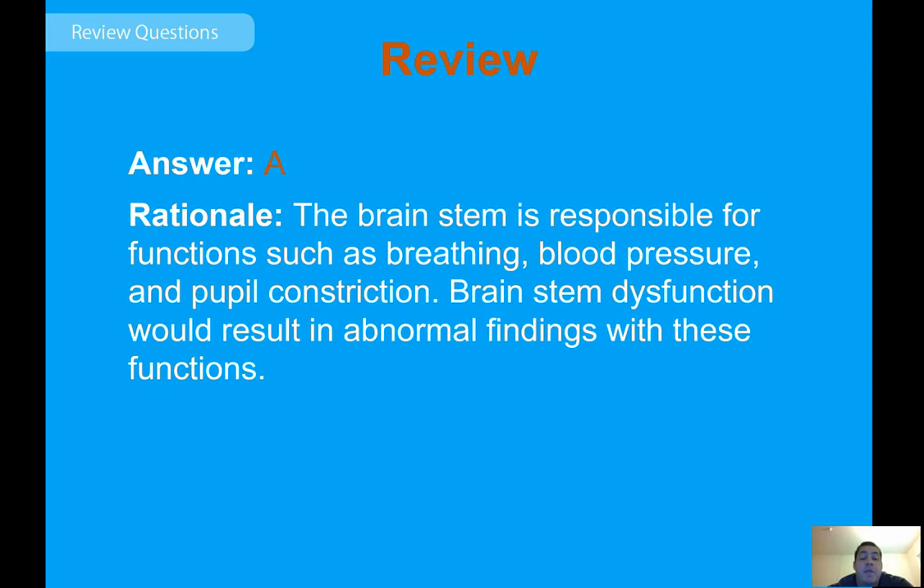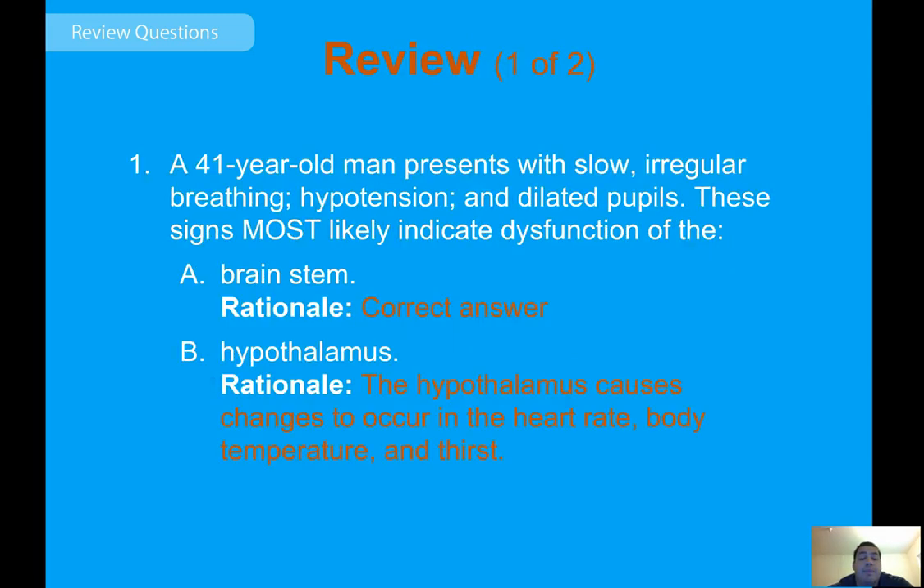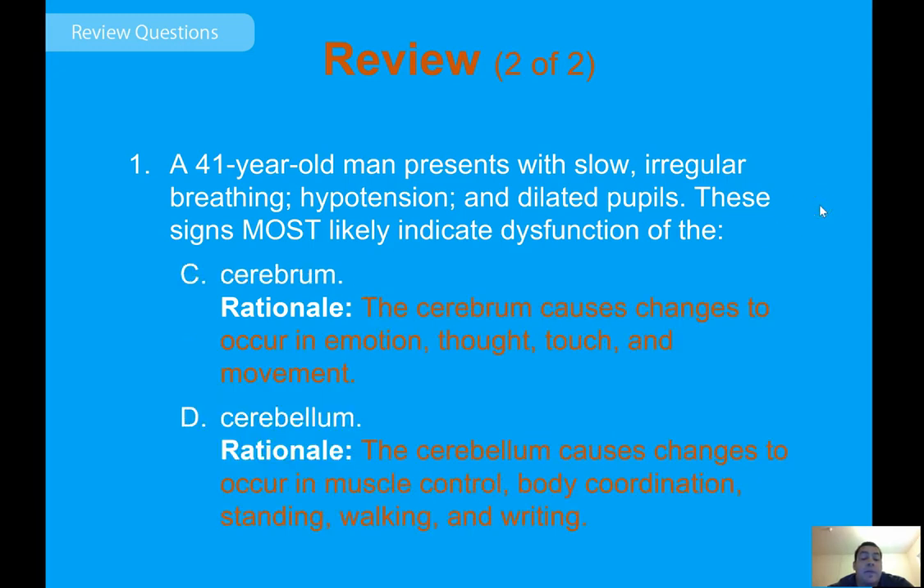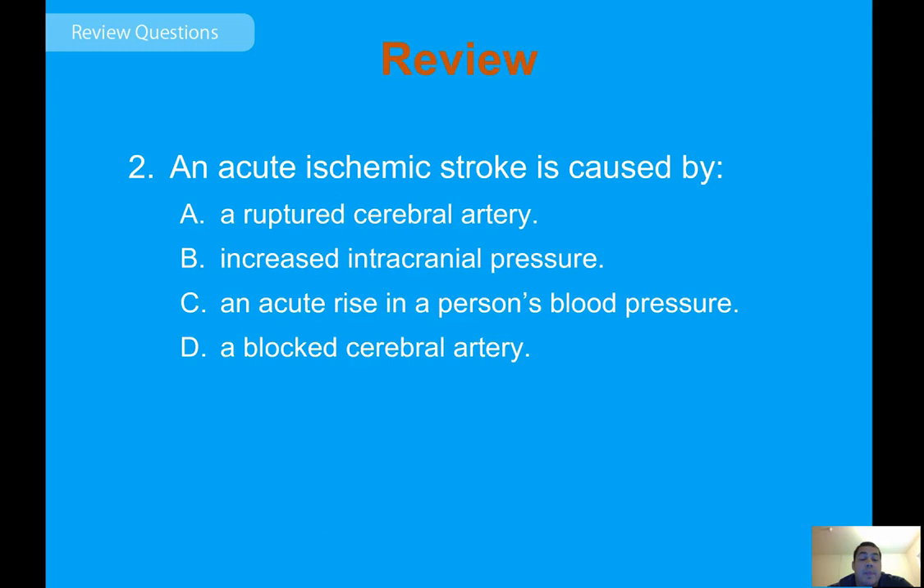So A, the brainstem is responsible for functions such as breathing, blood pressure, and pupil constriction. Brainstem dysfunction will result in abnormal findings with these functions. The hypothalamus causes changes to occur in the heart rate, body temperature, and thirst. The cerebrum causes changes to occur in emotion, thought, touch, and movement. Cerebellum. The cerebellum causes changes to occur in muscle control, body coordination, standing, walking, and writing.